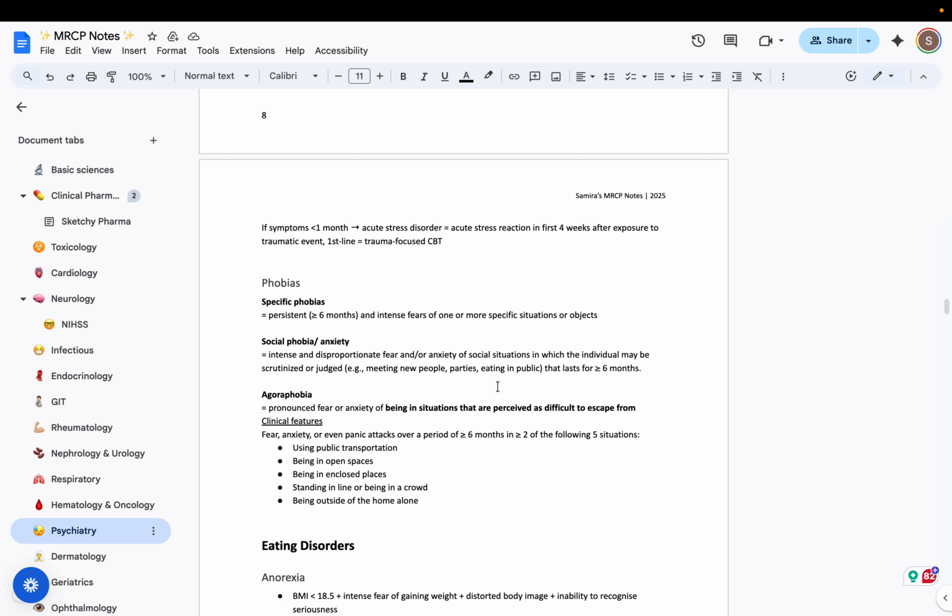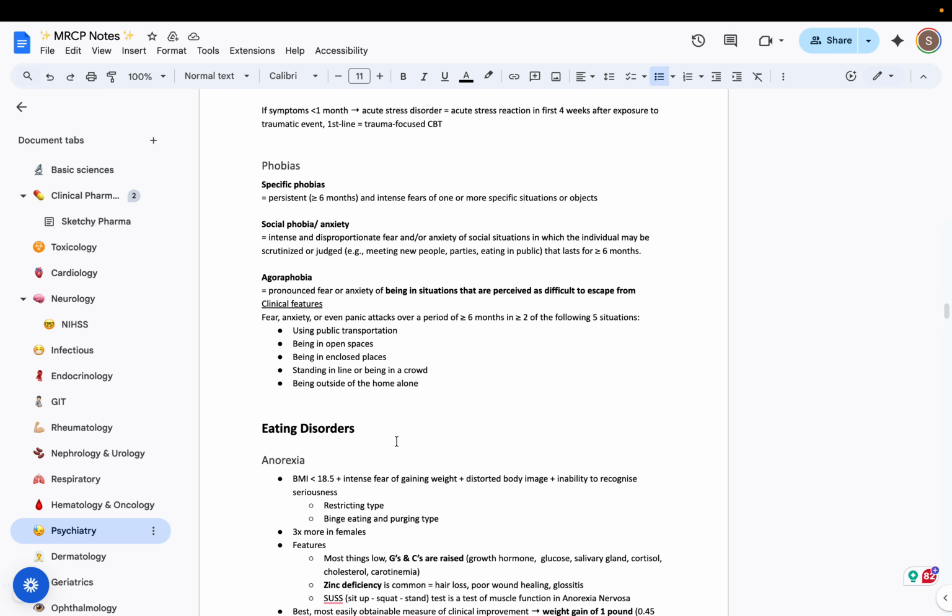Now, specific phobias are persistent, intense fears. Social phobia, also at least 6 months. Specific phobias, at least 6 months. Agoraphobia, it's not fear of leaving the house, it's fear of being in situations that are perceived as difficult to escape from. So using public transportation, open space, enclosed space, standing in line, being outside of the home alone.